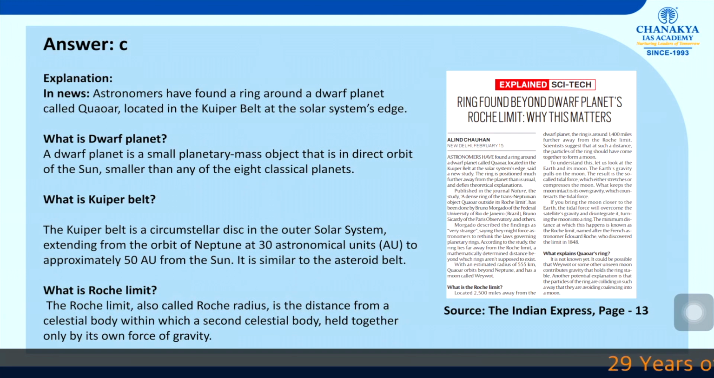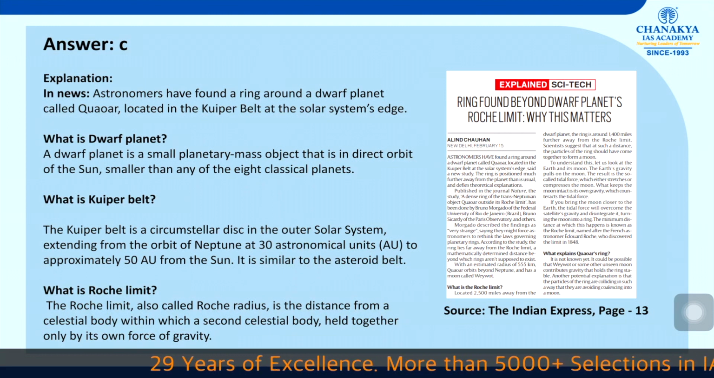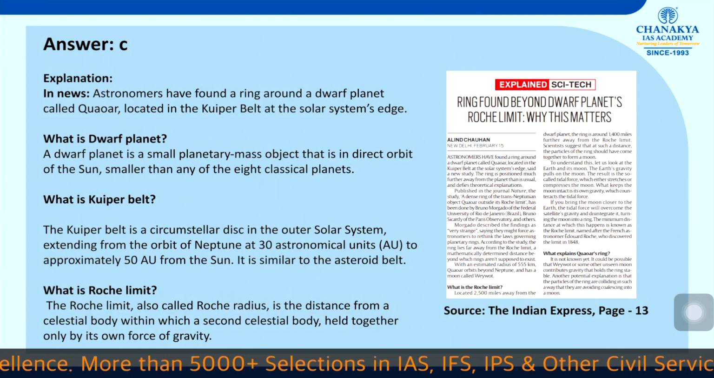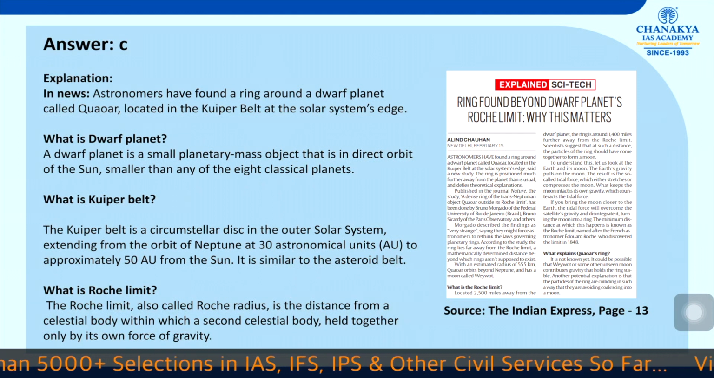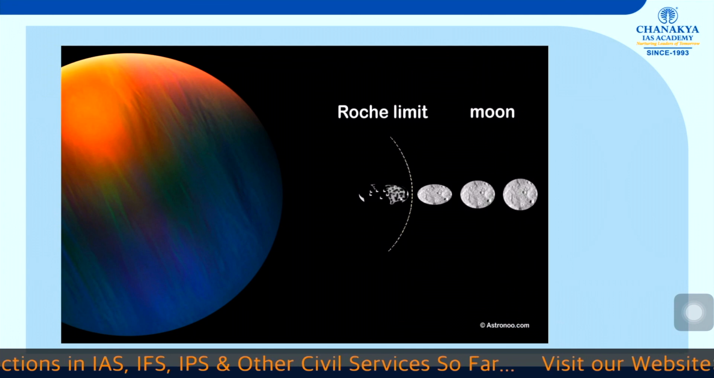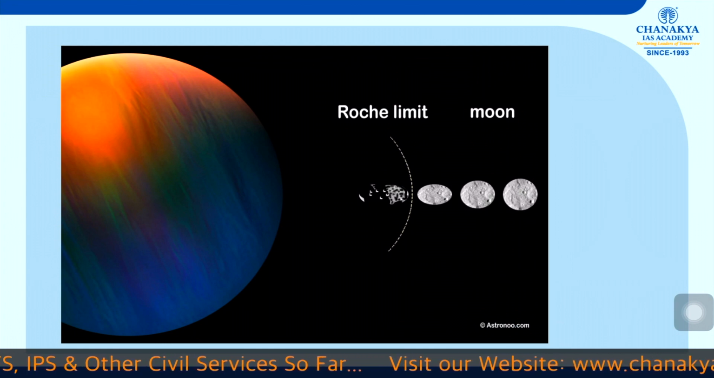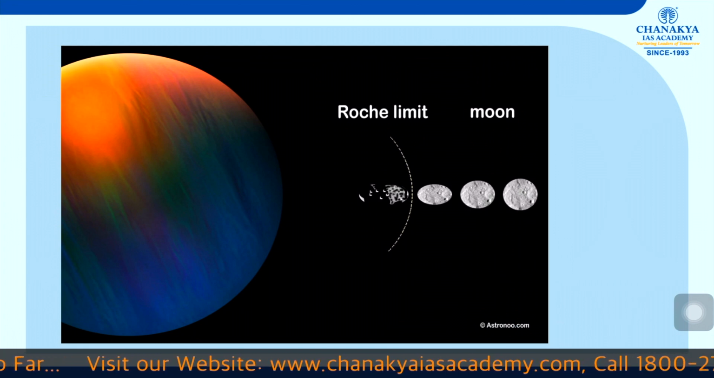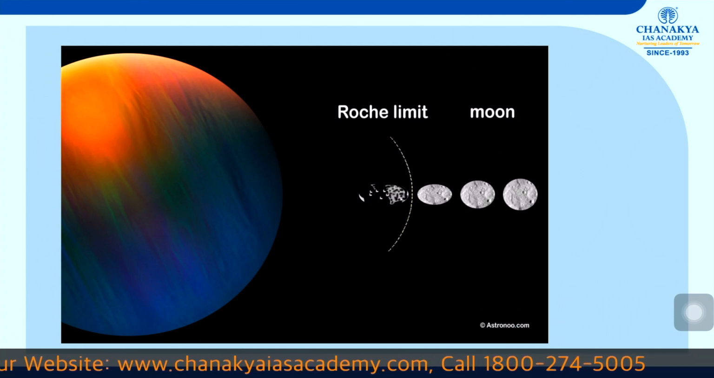What is Roche limit? The Roche limit, also called Roche radius, is the distance from a celestial body within which a second celestial body held together only by its own force of gravity will disintegrate. We can also see the Roche limit in this figure. You can see the Roche limit line between the planet and the moon. As the moon moves towards the Roche limit, it starts disintegrating.